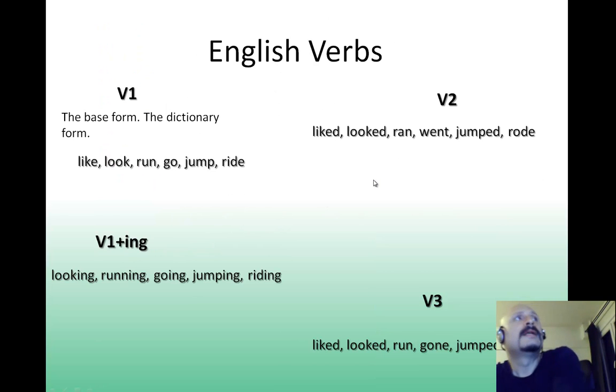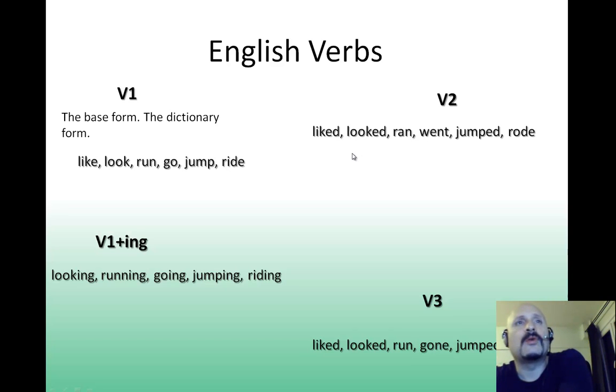Okay, now let's look at English verbs. In English, our verb system is very easy. We generally have 4 forms that we talk about. Verb 1 is the base form, or the form in the dictionary. For example, like, look, run, go, jump, ride. These are the base form, or verb 1, the form you find in the dictionary.